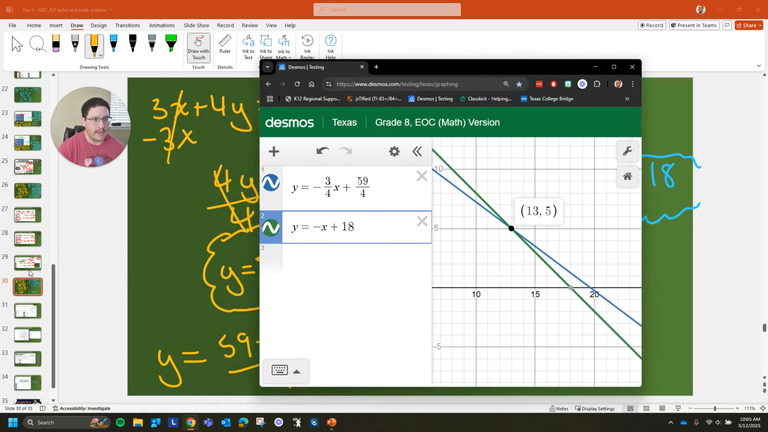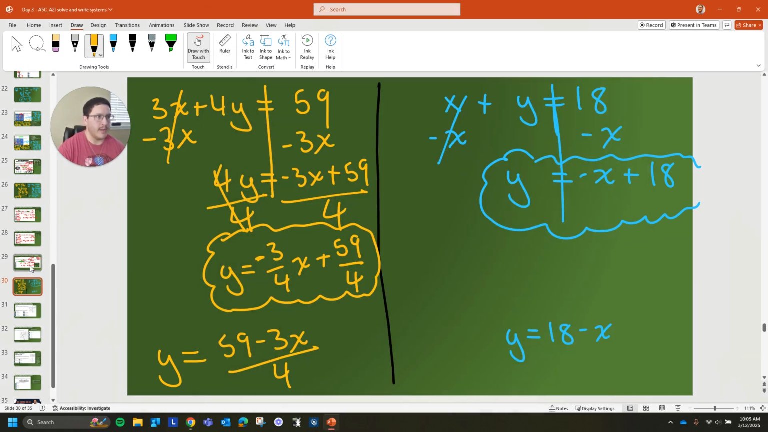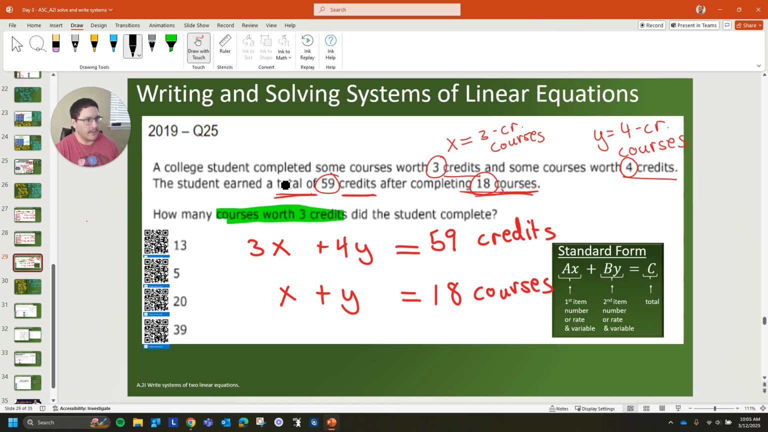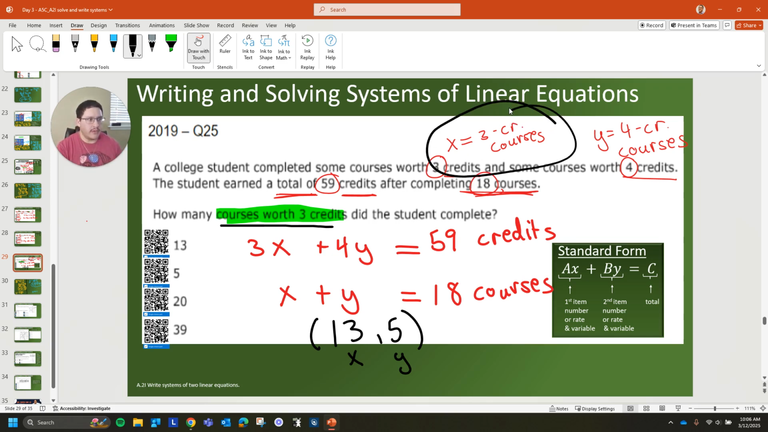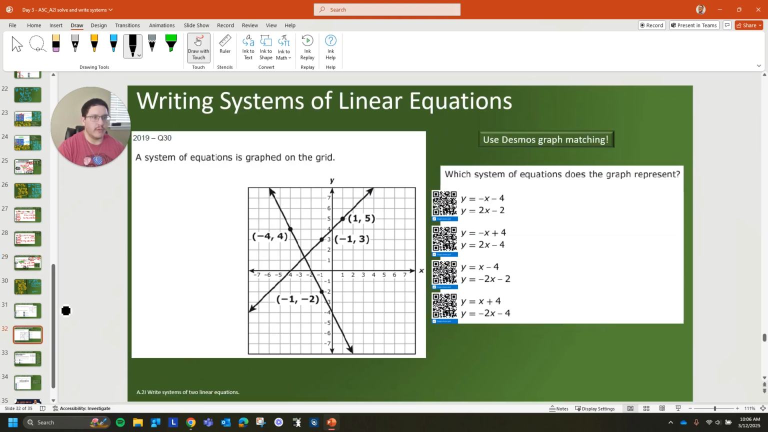Now, this is a part of my answer. Okay, so I'm going to go back. I'm going to jot this down, 13, 5. Okay, now 13 is my x value, 5 is my y value. So it's asking for how many courses are worth 3 credits. Which variable is 3 credits? Is that the x or is that the y? It is the x. So it's asking for the x value as my answer, which means 13 is the final answer for this problem. Okay, that's it for this question.